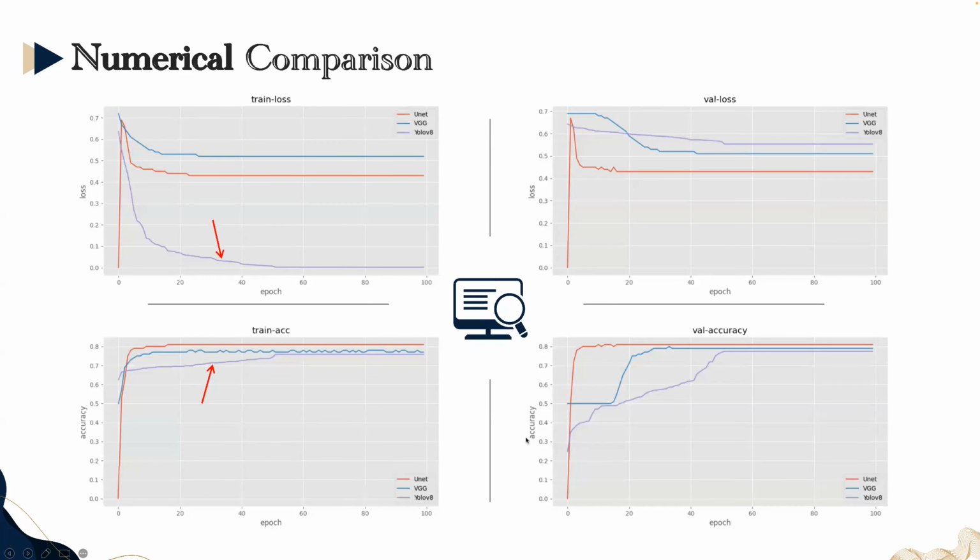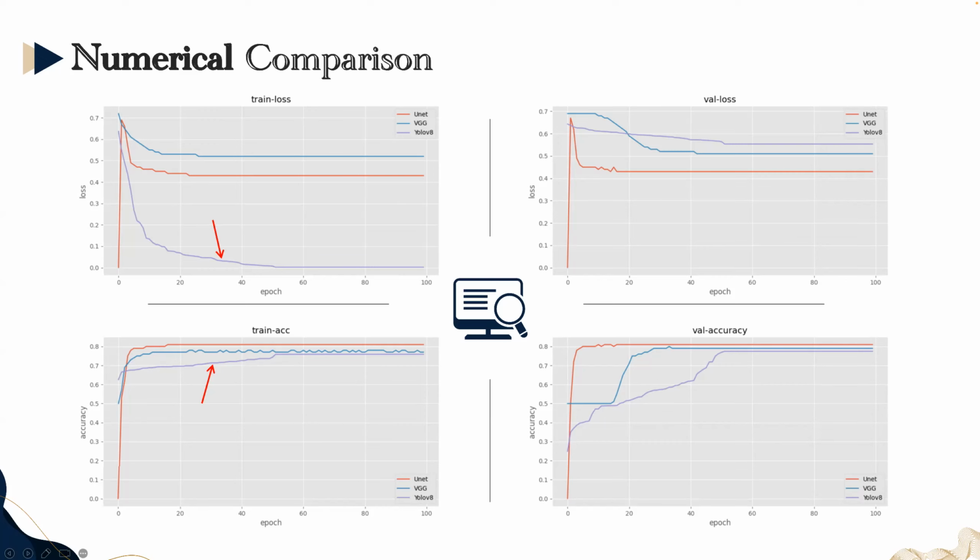Then let's look at how well U-Net, YOLO-V8, and VGGNet performed by checking their loss and accuracy on training and validation sets. U-Net came out on top, showing the highest accuracy in both training and validation. YOLO-V8, on the other hand, had the lowest loss and accuracy. This could be due to its unique way of measuring loss, which is different from the usual method of cross-entropy.